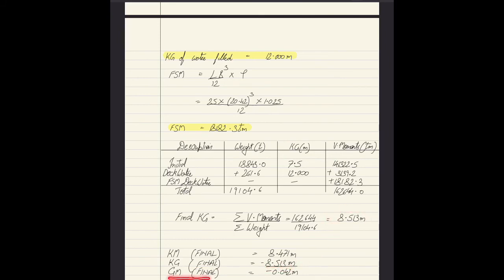So the GM final would be KM minus KG, which will give us minus 0.042 meters. So the GM final is minus 0.042 meters. This is the answer for A part.